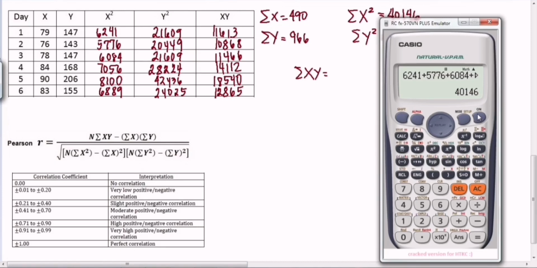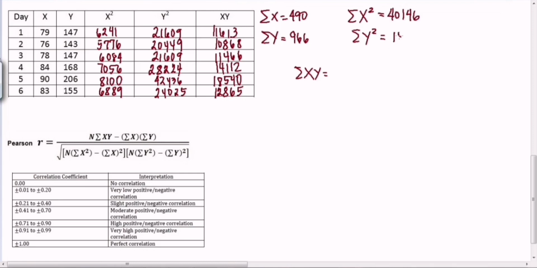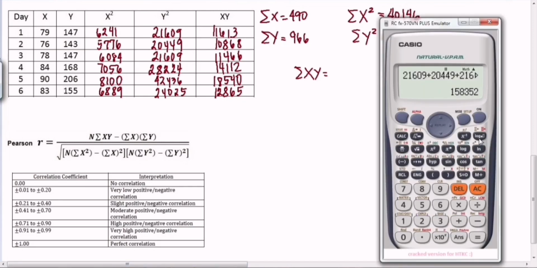And then, the summation of y squared. So, 21,609, 20,449, 21,609, 28,224, and 42,436. And then, the last one is 24,025. So, we have 158,352. Is that right? Okay.